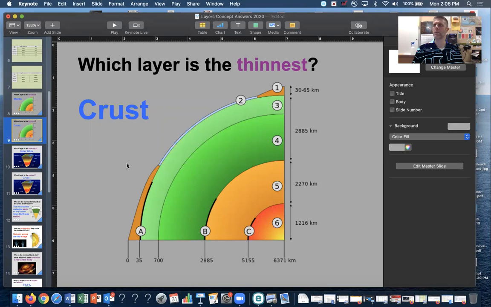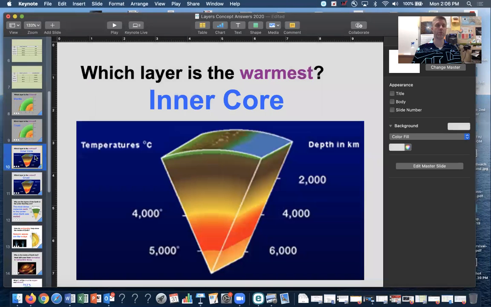The next one: which layer is the warmest? So which layer has the highest temperature? That would be the inner core. So as you get deeper into the Earth, each layer is warmer than the next. So the very hottest temperature, the warmest temperature, would be at the very center of the Earth.